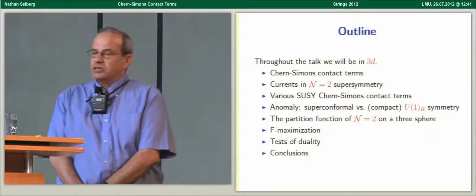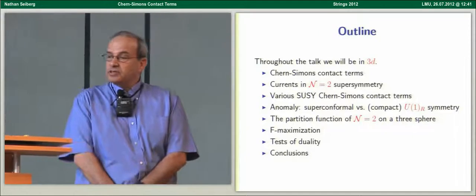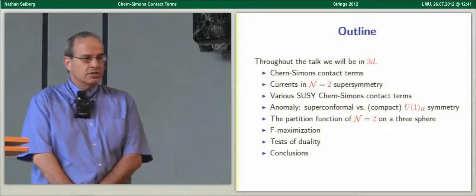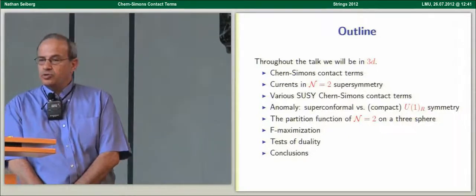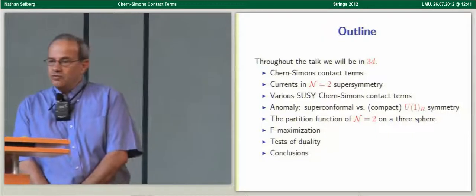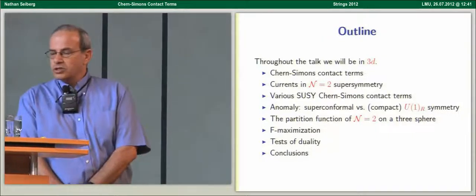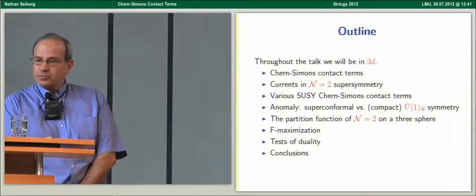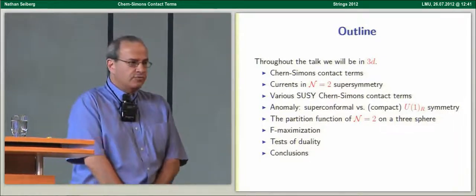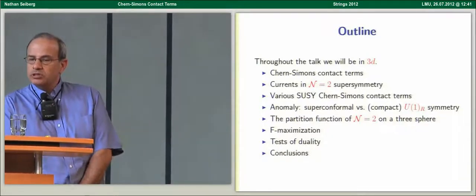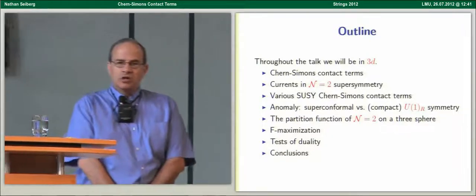And here we will see that there are a number of different supersymmetric Chern-Simons contact terms. They have different properties, and they lead to interesting consequences. One of them is a new kind of anomaly, reminiscent of known ones, but it is new, which appears as a clash between superconformal symmetry and the compactness of the U(1)_R symmetry. And this will lead me to a discussion of the partition function on the 3-sphere.